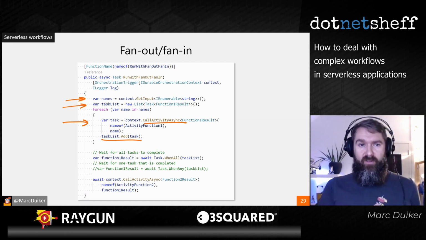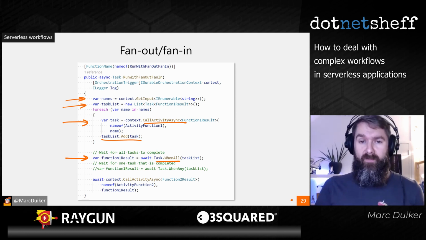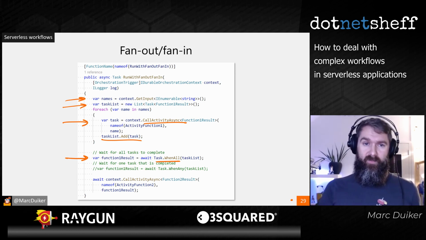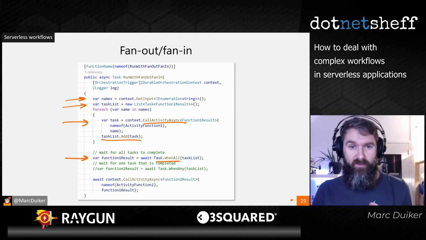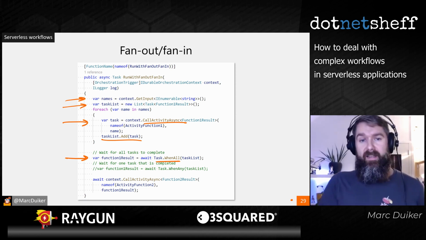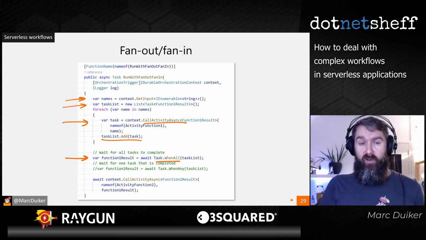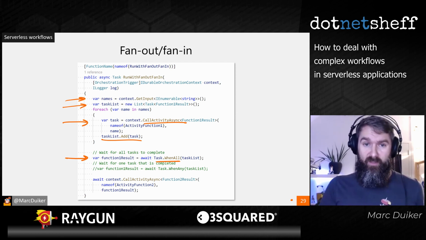Once we have done this iteration, we will have a list of tasks to be executed, and then we instruct the framework to execute this as much in parallel as possible, and we will only continue when all of these tasks are completed. So the result is then available in the function one result, and we can then continue calling the next activity function with that result.